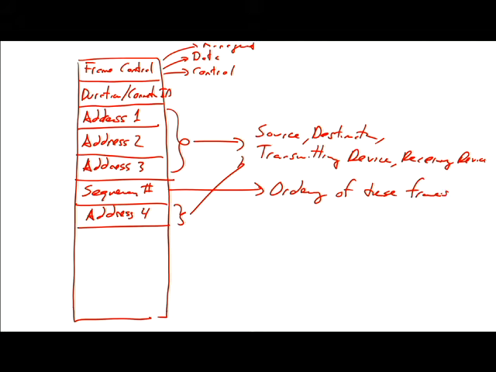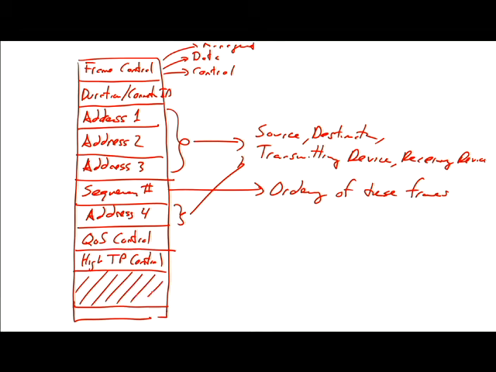Because what happens is, suppose it's a data frame. Before I get to that, because I might need to erase this, you might have a few other things, like quality of service control. We might have high throughput control, which is my shorthand. So a bit more control information. Our payload is here, that's our data, our frame body. And then there's a frame check, which just sees if the frame got corrupted.